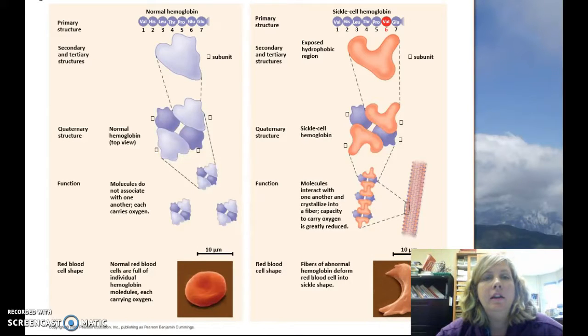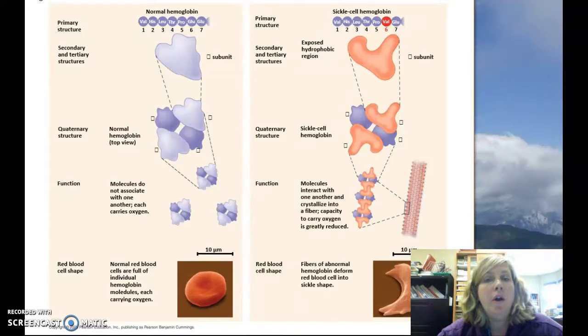So there's the amino acid structure at the top, the primary structure. And so it should be valine, histidine, leucine, threonine, proline, glutamine, glutamine. But as you can see, instead in sickle cell hemoglobin, the 6th amino acid in the chain is substituted from glutamine to valine. And that tiny change causes a change in the secondary and tertiary structures. So it changes the actual shape of the final protein.